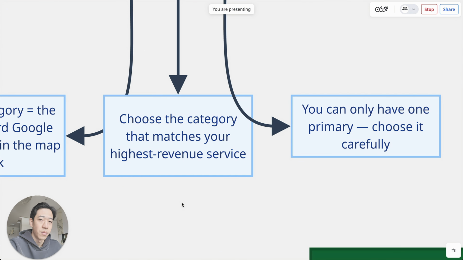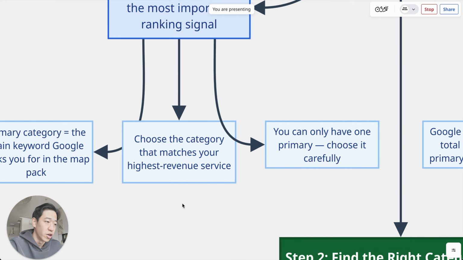However, we'll also take a look at competition. If there are only 3 bathroom remodelers in your city, you're probably going to outrank all of them. Versus if there are 1,000 general contractors, it might be better to actually put bathroom remodeling or kitchen remodeling.